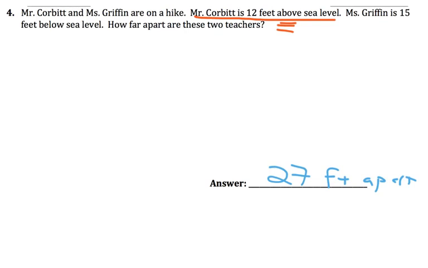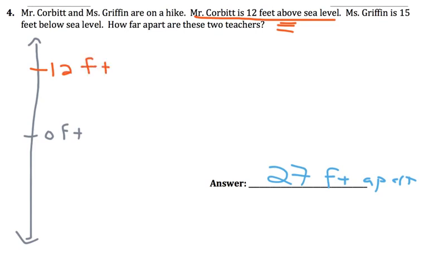So that means if I were to draw a vertical number line where 0 feet would be sea level, I know that Mr. Corbett's going to be above it, somewhere up here. So I'm going to put a 12 feet up over here. And then it says that Ms. Griffin is 15 feet below sea level. And again, I said this earlier, that below sea level is telling you a negative integer. So she is 15 feet below sea level, and we just need to know that that means it's negative 15 feet. The negative sign just means it's below or on the opposite side of 0.